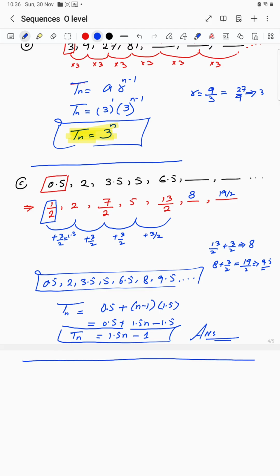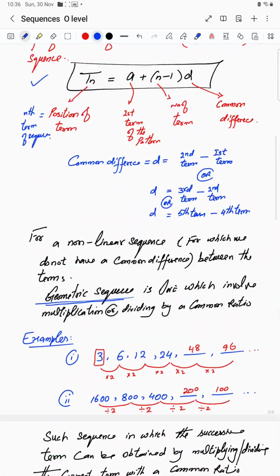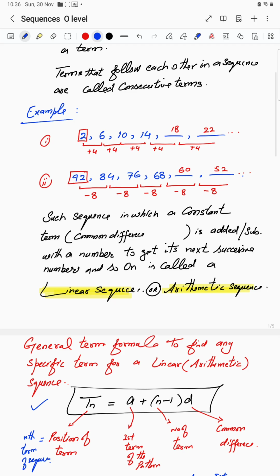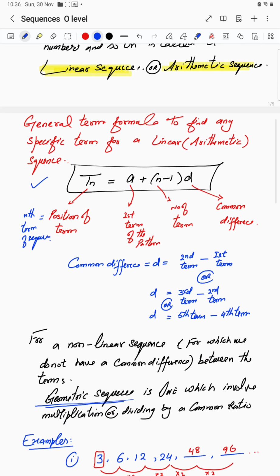This is enough for the sequence to be discussed here, with the definition. This is the definition. Let me get a quick recap. A sequence is a set of numbers, a pattern that follows a particular order. Numbers in a sequence are called terms. Terms that follow each other in sequence are called consecutive terms. So here are the examples: common difference, a constant number going to be added, and in the next example subtracted. This is a linear sequence, and non-linear means it is not going to be added or subtracted.